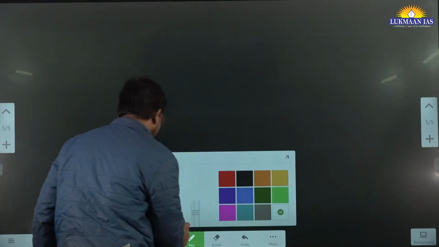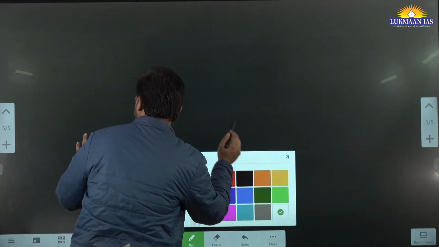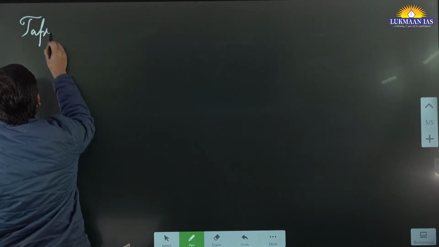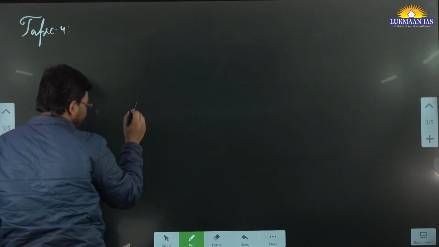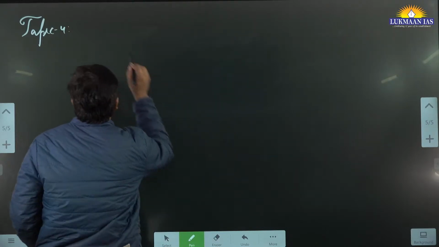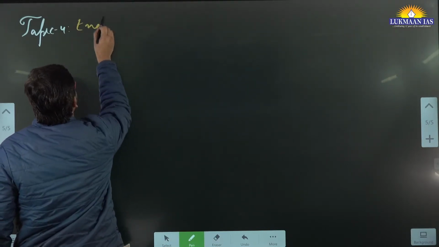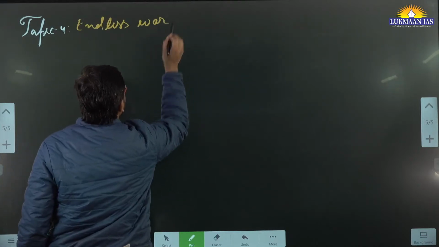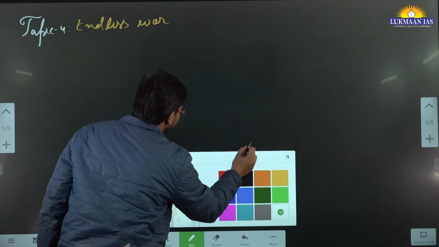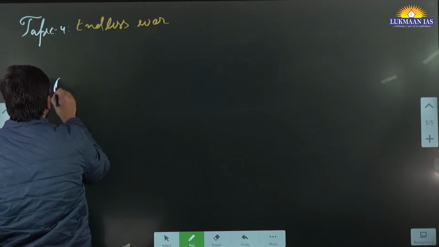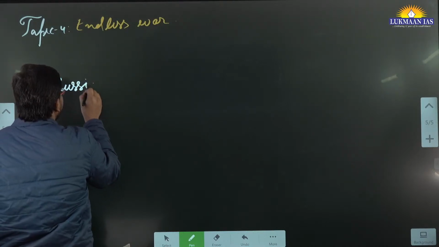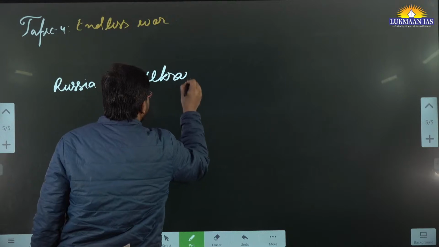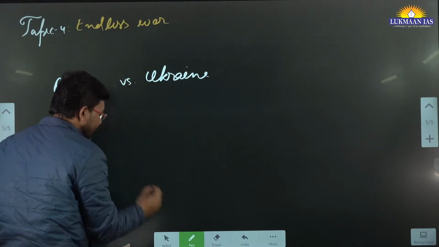I am going to write very little on this topic because it has been lingering for more than a year. Topic number 4. Name of the topic is endless war. Endless war means a war is happening between Russia and Ukraine.